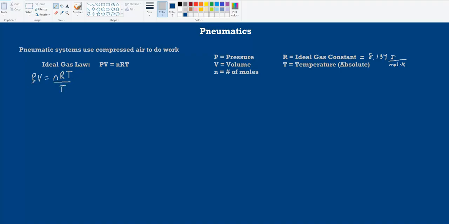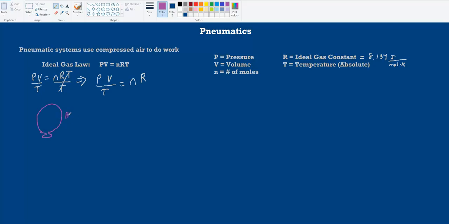So if we divide by temperature on both sides, we now get the pressure of any system times the volume of that system divided by the temperature of that system will be equal to the number of moles in that system times the ideal gas constant. And there are some very important implications here. And to explain that, let's draw a balloon.